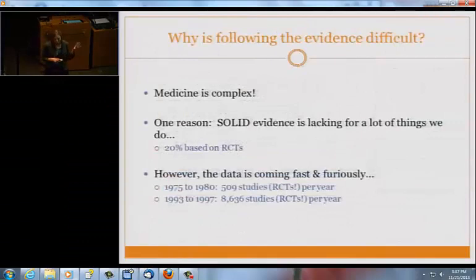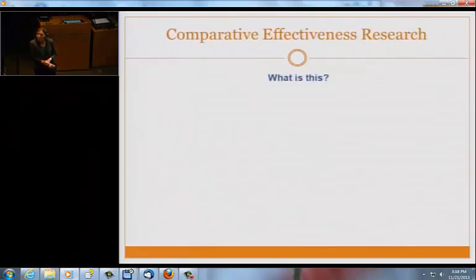So there are a lot of reasons why we miss things like this. What we do is complex. There's solid evidence lacking for a lot of the decisions that we make. It's estimated that of the several hundred decisions that we make a day, about 20% of them are based on solid gold standard evidence, what we consider randomized controlled trials. That data is also coming very quickly. To stay on top of that gold standard evidence is becoming increasingly hard. So what we do is complex, and we don't have enough room in our brains.